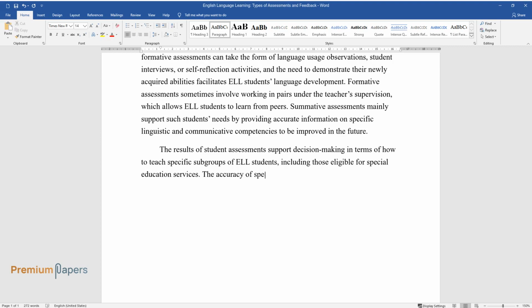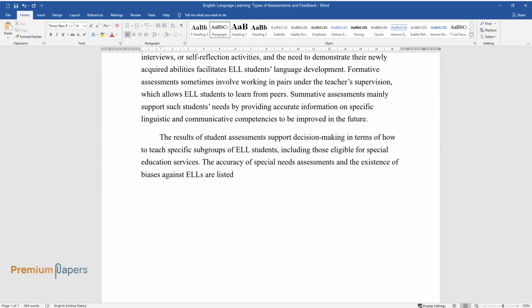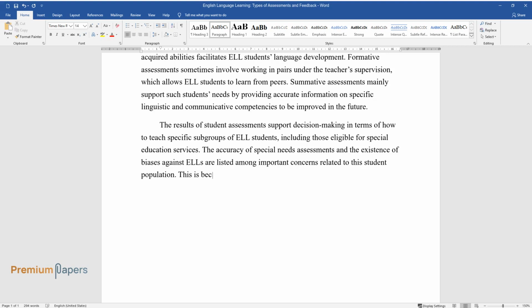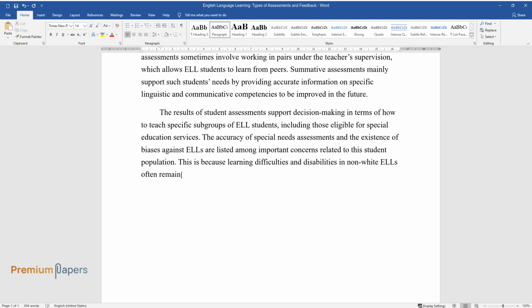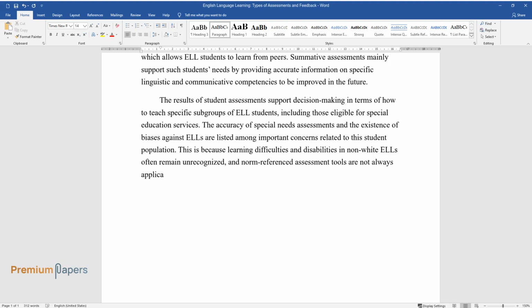The accuracy of special needs assessments and the existence of biases against ELLs are listed among important concerns related to this student population. This is because learning difficulties and disabilities in non-white ELLs often remain unrecognized, and norm-referenced assessment tools are not always applicable to ELLs.